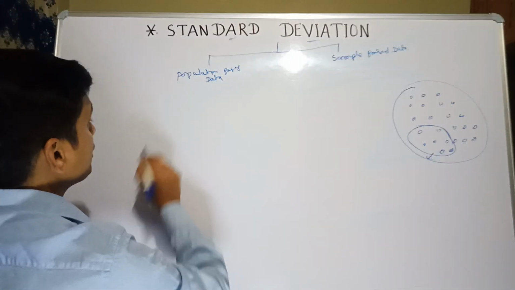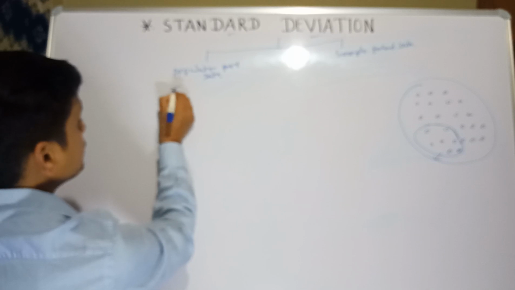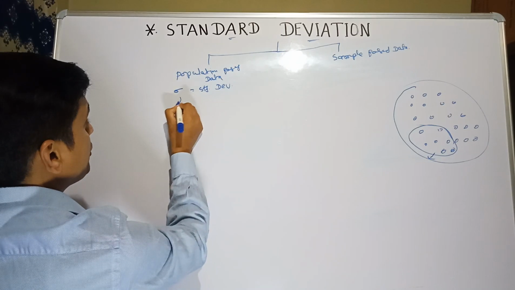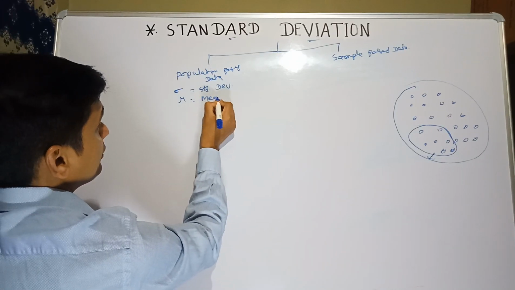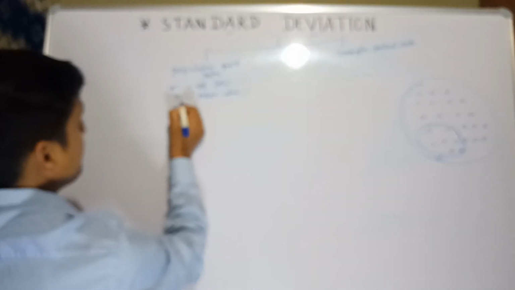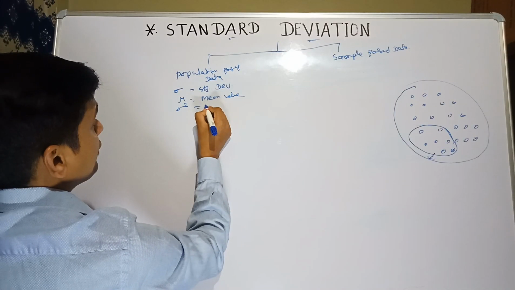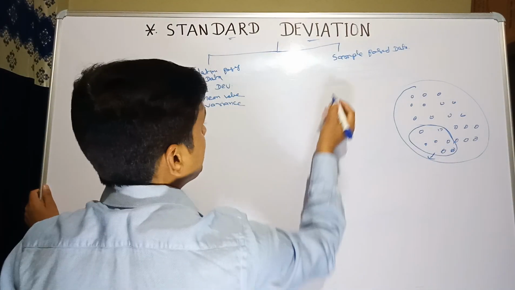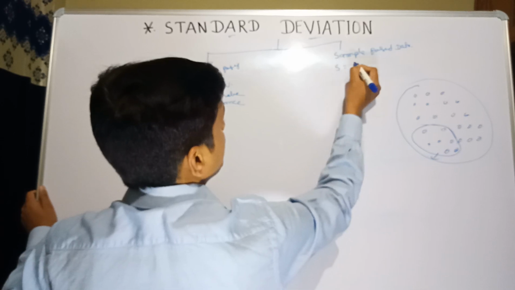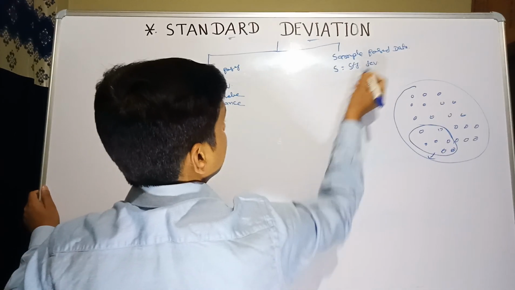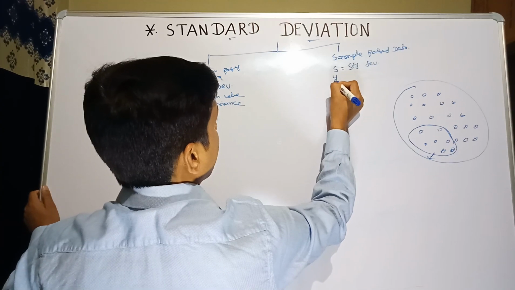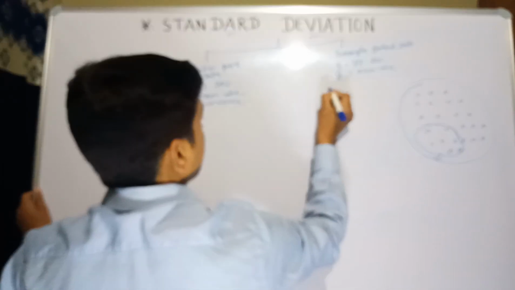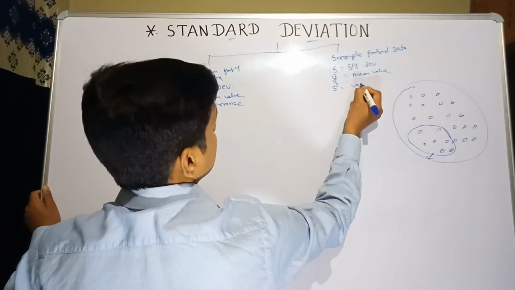For population based data, the standard deviation is denoted by sigma, and mu is the mean value, and sigma square is the variance in the process. That is called variance. And for sample based data, S is the standard deviation, x bar is the mean value, and S square is the variance.